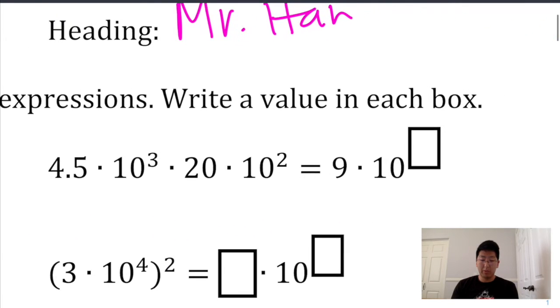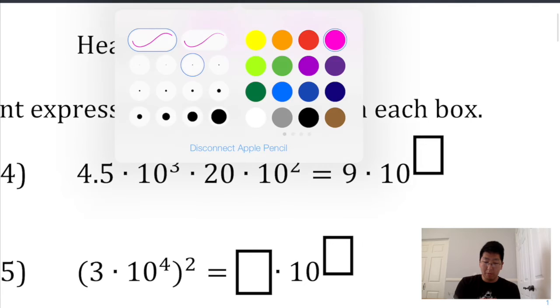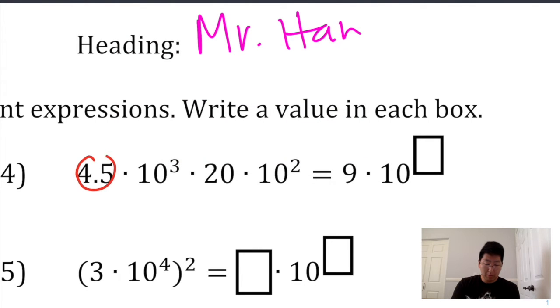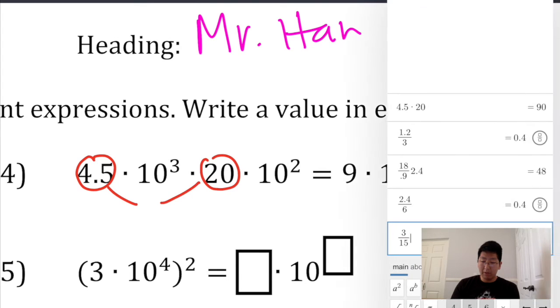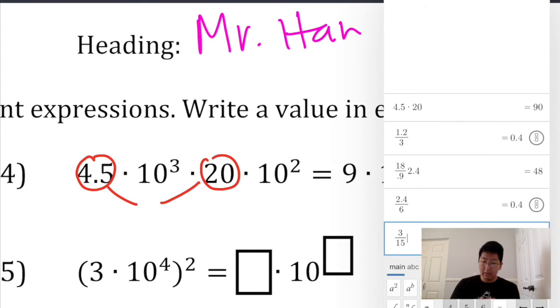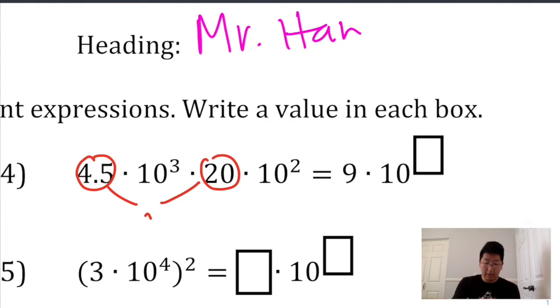If you skip 2 and 3, they're just a little bit confusing, so we're going to skip it. 4.5 times 10 to the third times 20 times 10 to the second. So what we're going to do right here, if you remember, we're going to take our regular numbers and multiply those. And 4.5 times 20 is 90. You can see that's up here. Okay. So this is 90.